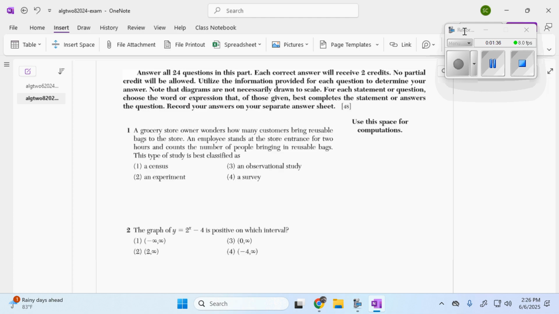So in this scenario, we're talking about a grocery store. The employee stands in the store entrance for 2 hours and counts the number of people bringing reusable bags. There's no cause and effect here. Since they only did it for a couple hours, they're not looking at every single person, so it can't be a census. It can't be an experiment because there's not multiple groups where we're looking for causation. It's not a survey because the employee did not interact with anybody and ask them a question, so this is an observational study.